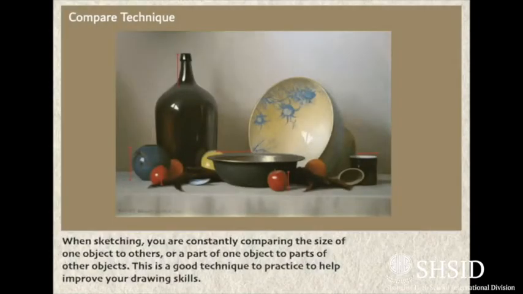One of the two techniques that we're going to practice is the compare technique. To do this, before you start sketching, you want to find a measurement and use that measurement to compare to other objects. For example, I will use the measurement of the top part of the left bottle to compare to other parts of the still life.